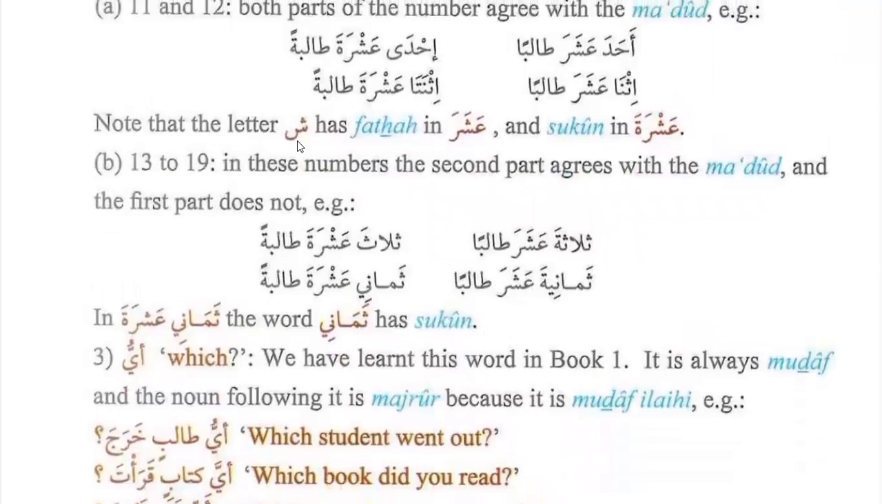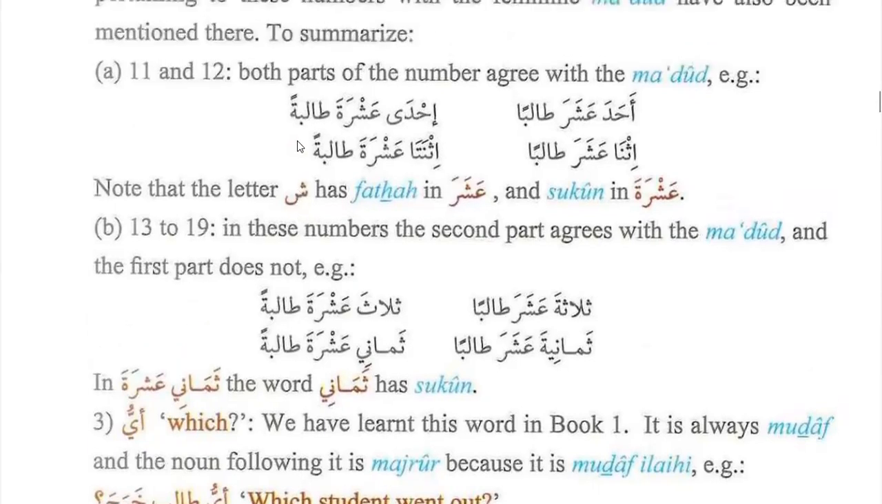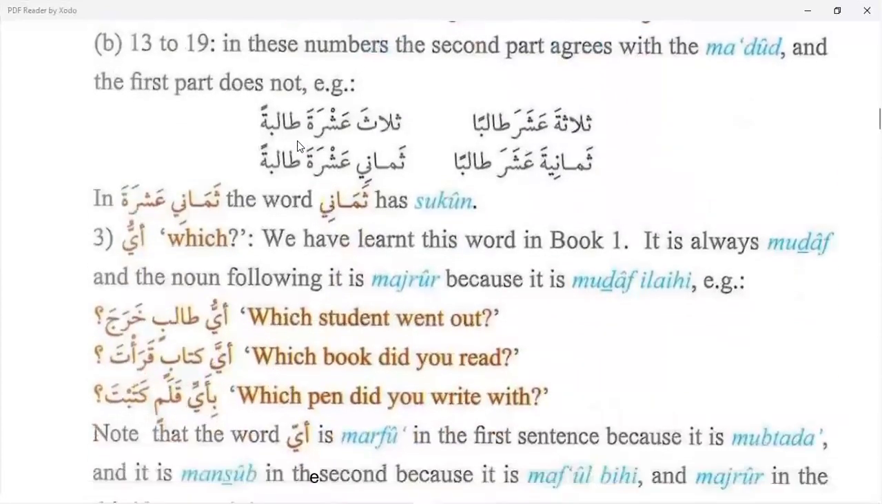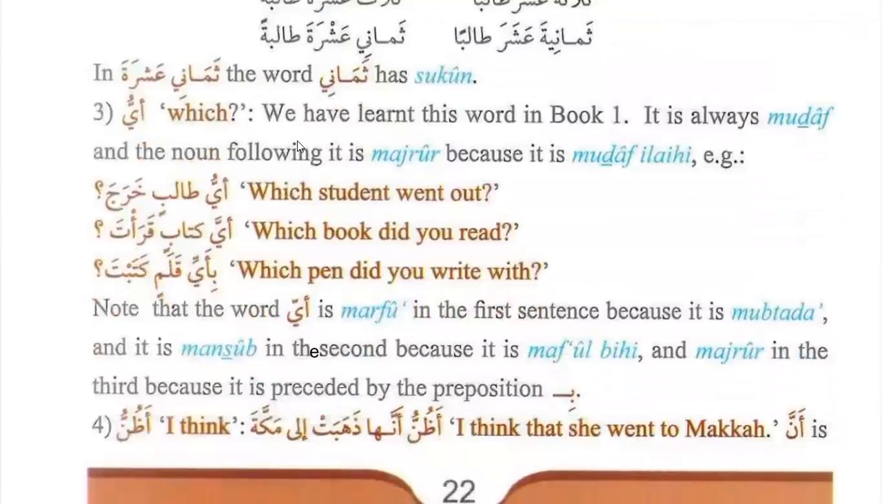In these numbers, the second part agrees with the madud and the first part does not. For example, salasata ashara taliban, samaniyata ashara taliban, salasa ashrata talibatan, samani ashrata talibatan. In ashrata samani, the word samani has Sukun. So this is feminine counting from 11 to 20. You need to memorize it as well. And they will tell you when to use Dhamma with I, when to use Fatha with I, and when to use Kasra with I.